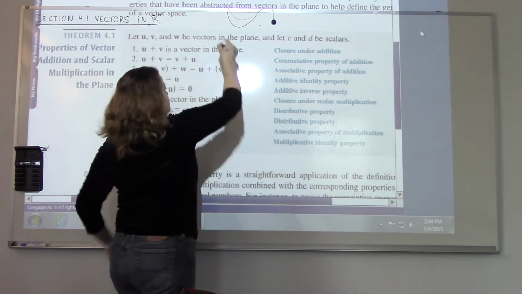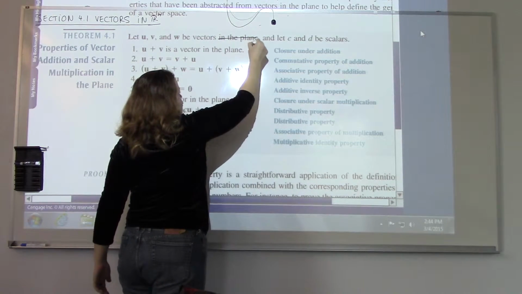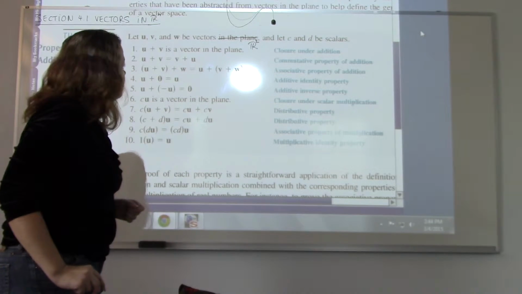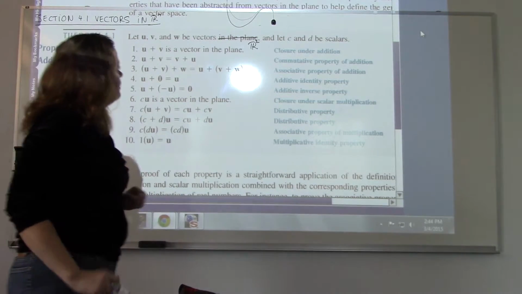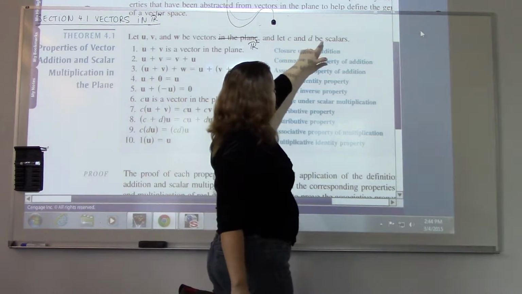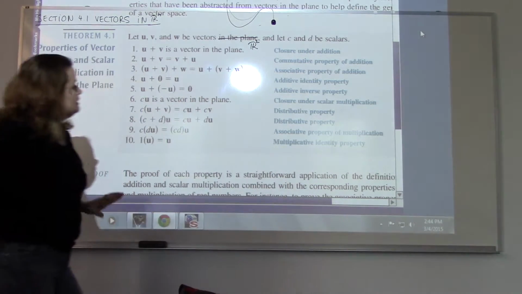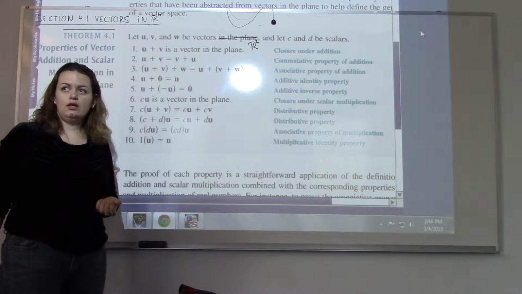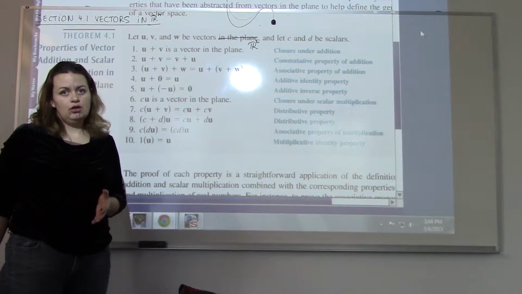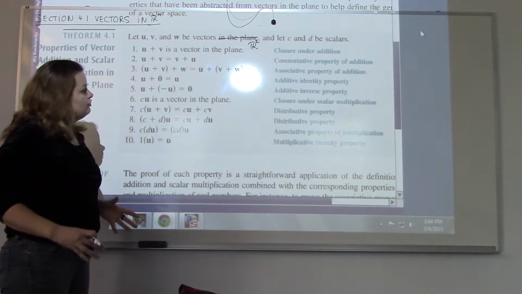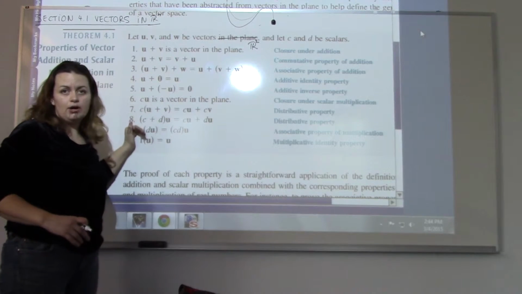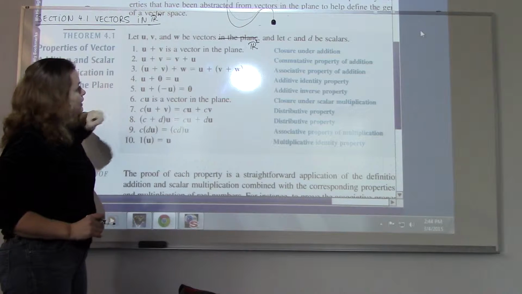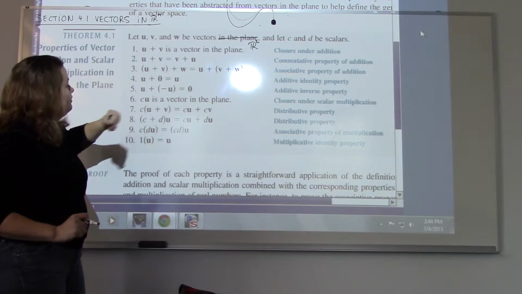I'm going to make sure everybody understands these are vectors in R2. That means the vectors have two dimensions, two components. And we have c and d scalars. These are very important properties to look at because in the next section we're going to generalize, and these are going to be part of the definition of a vector field. So we need to pay attention closely to what they say.